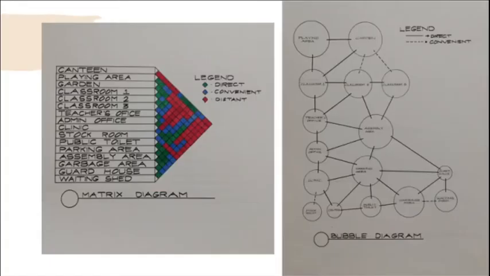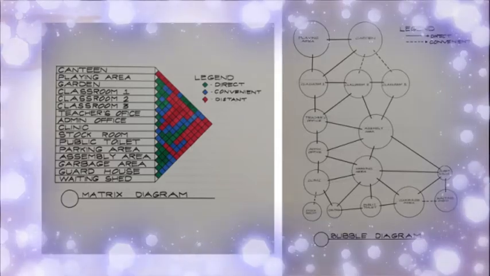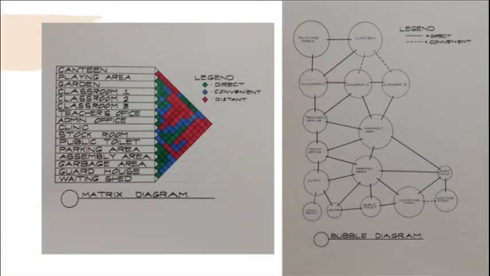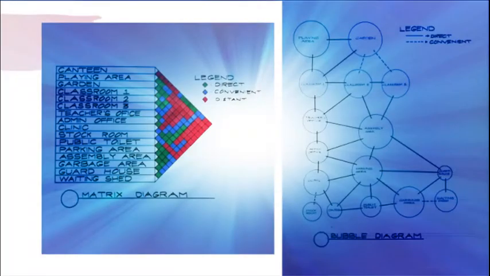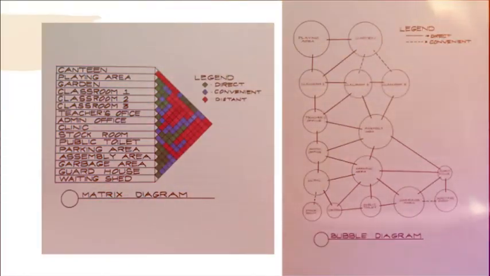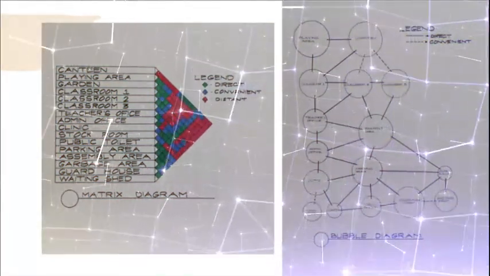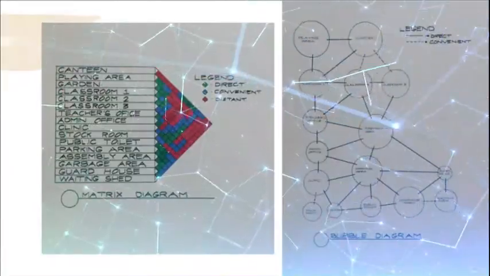This is the matrix diagram and the bubble diagram. On the matrix diagram, colors have been used for indication: green being direct, blue as convenient, and red as distant. The bubble diagram shows the connection of the areas.